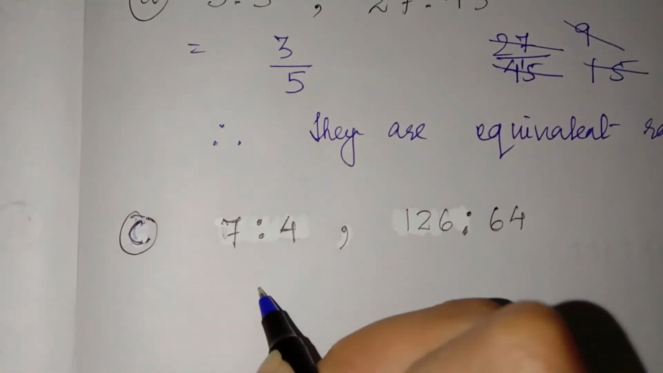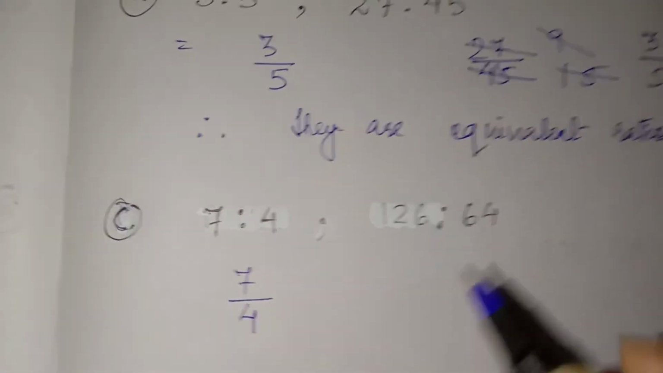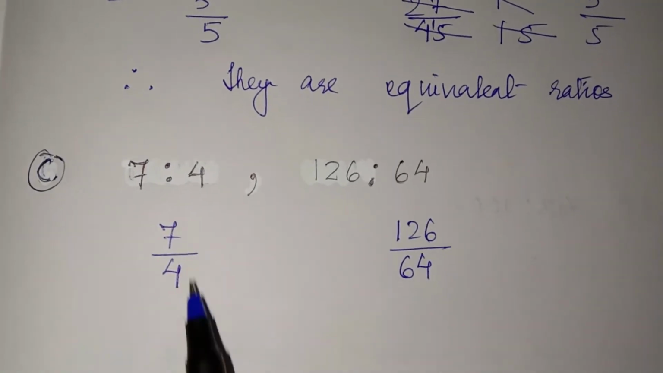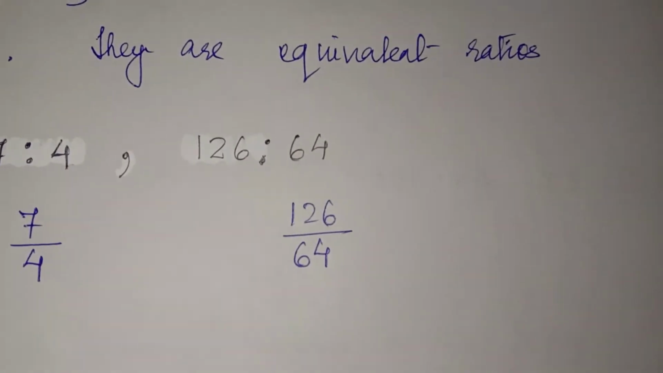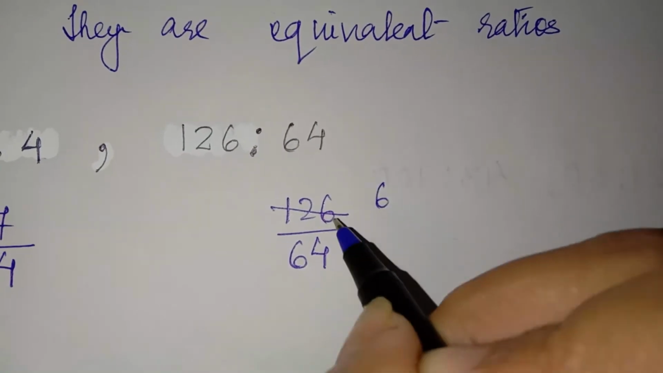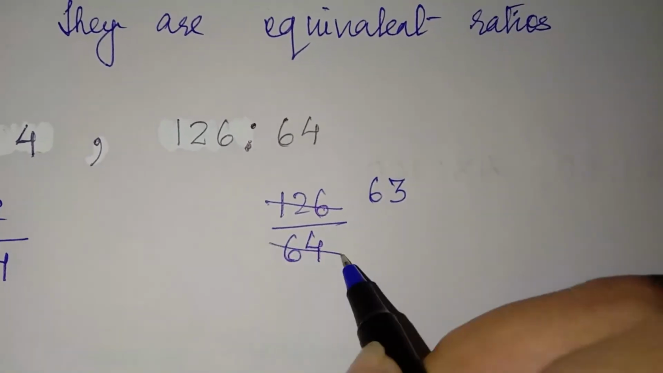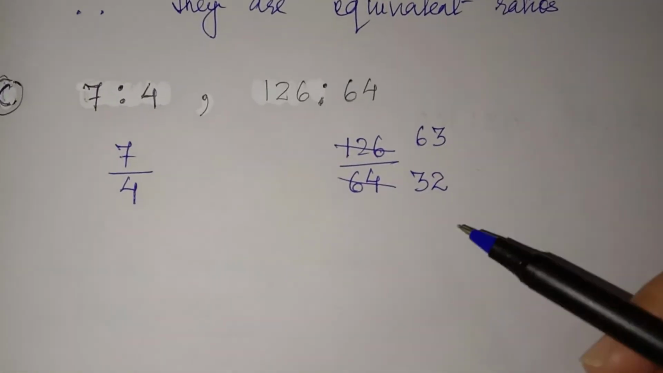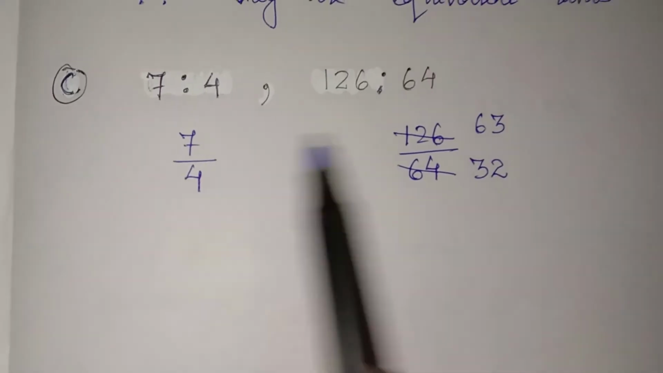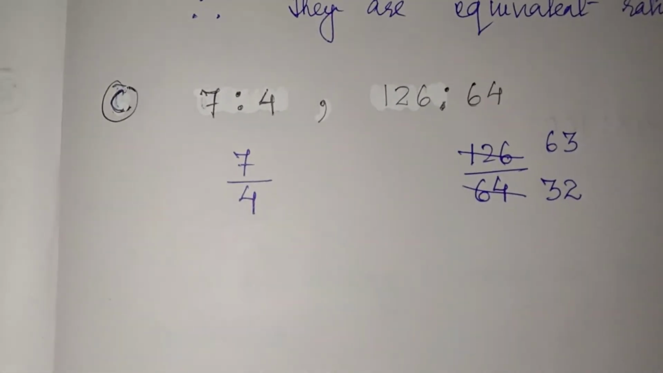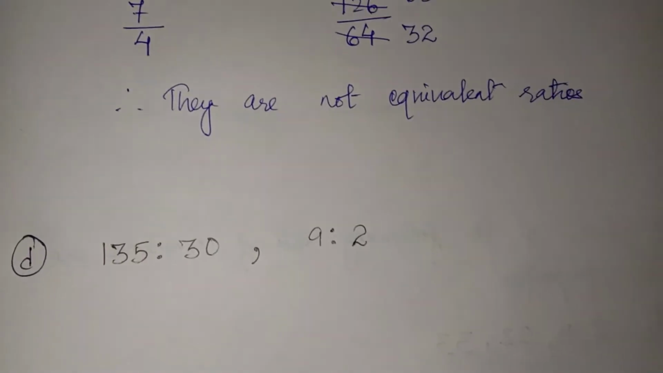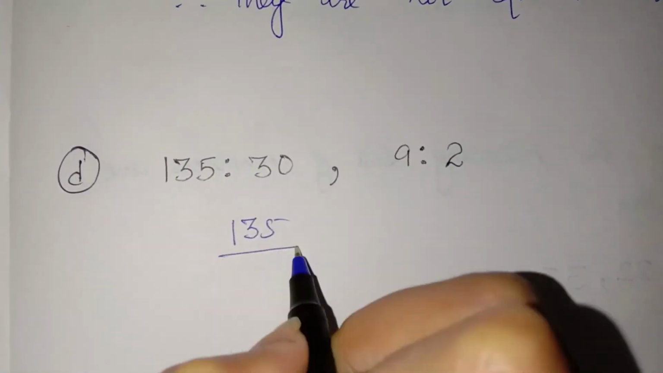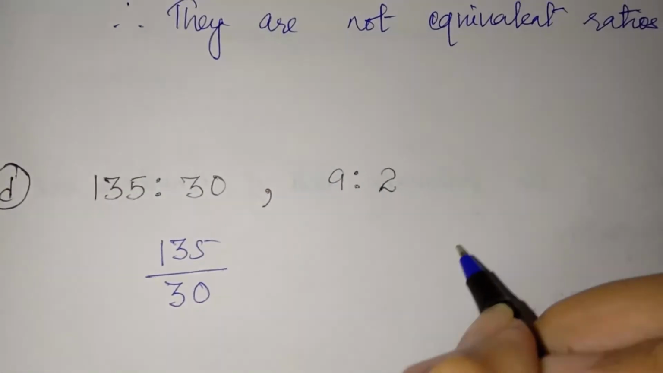Now next one is 7 by 4 and here is 126 by 64. This is already in simplest form. So we will cancel here. 2 6s are 12, 2 3s are 6. 2 3s are 6, 2 2s are 4. So 63 by 32. Now they cannot be cancelled further. So we got different. They are not equivalent. So they are not equivalent ratio. Next one is 135 divided by 30 and here is 9 by 2.